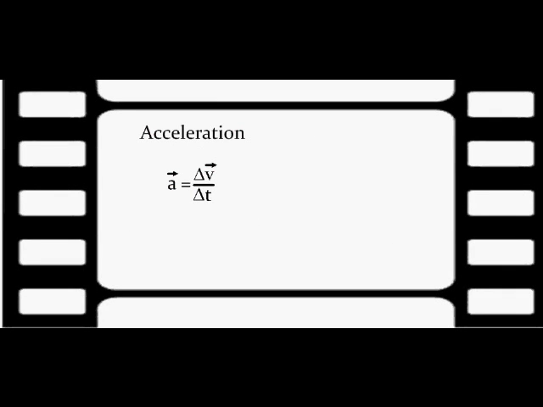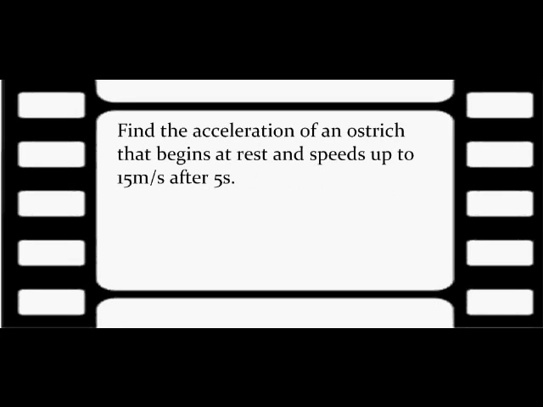The formula for acceleration is a equals delta v over delta t, or v2 minus v1 over t2 minus t1. Note that this looks like the slope of a velocity versus time graph. Your teacher may also use vf minus v0 over tf minus t0. Let's use this to solve a problem now.